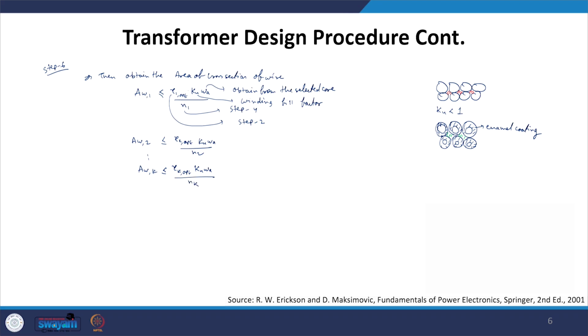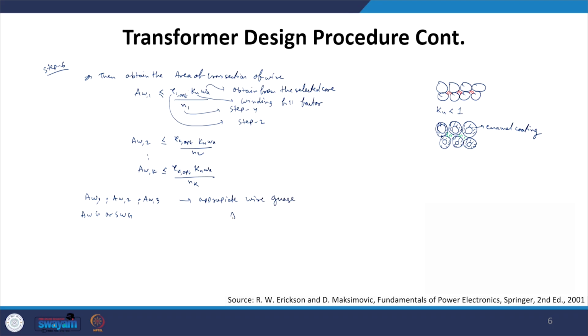Now using this formula you will get AW1, AW2, AW3, and then using these values you can select the appropriate wire gauges. Generally wire gauges are defined in AWG or in SWG depending upon which part of the world you are in, whether it is American wire gauge or standard wire gauge, and using that the appropriate wire gauge can be selected.